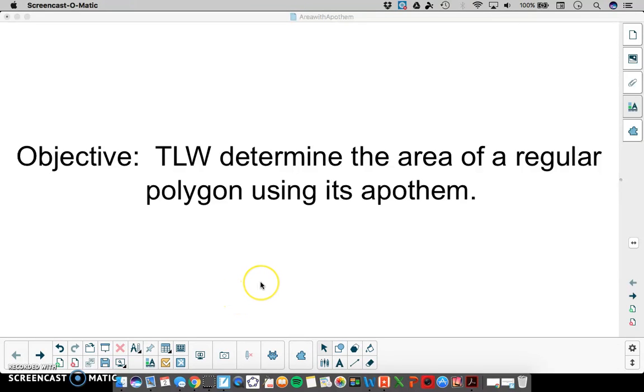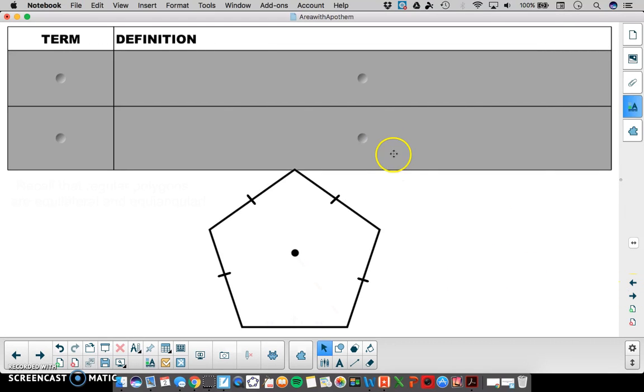In this video, the learner will determine the area of a regular polygon using its apothem. First, let's talk about a couple of terms. Remember that regular polygons are both equilateral and equiangular. So this would be a regular pentagon.